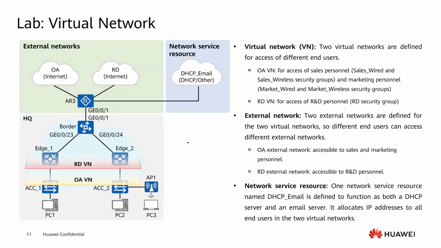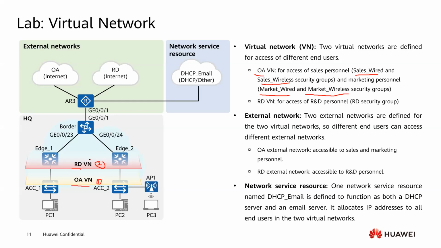In our experiment, we need to separate some VNs to isolate the services, and we create two VNs: one for OA, another for RD. For the OA VN, four kinds of users can access it: sales wired users, sales wireless users, marketing wired users and marketing wireless users. The RD users can only connect to the RD VN. So we isolate these two groups of users by creating different VNs.